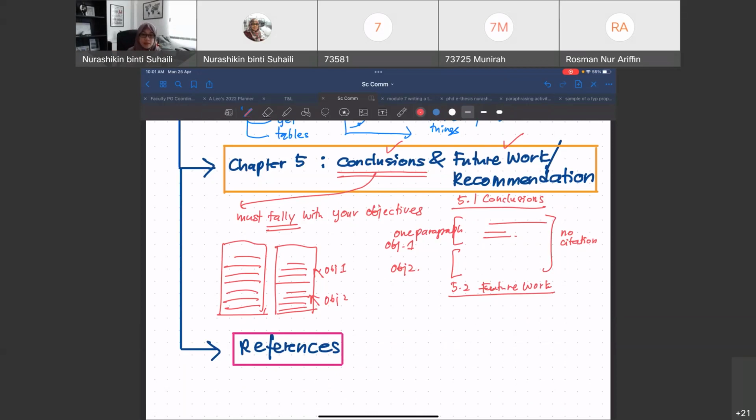Okay, that is kind of a reflection. So this is like a reflection. If you do your research, you focus on your research, you understand your research, you would have that reflection. You would have at least one or two ideas how you can improve your work, what else that you can do, let's say. So that's kind of things that you should write under future work.